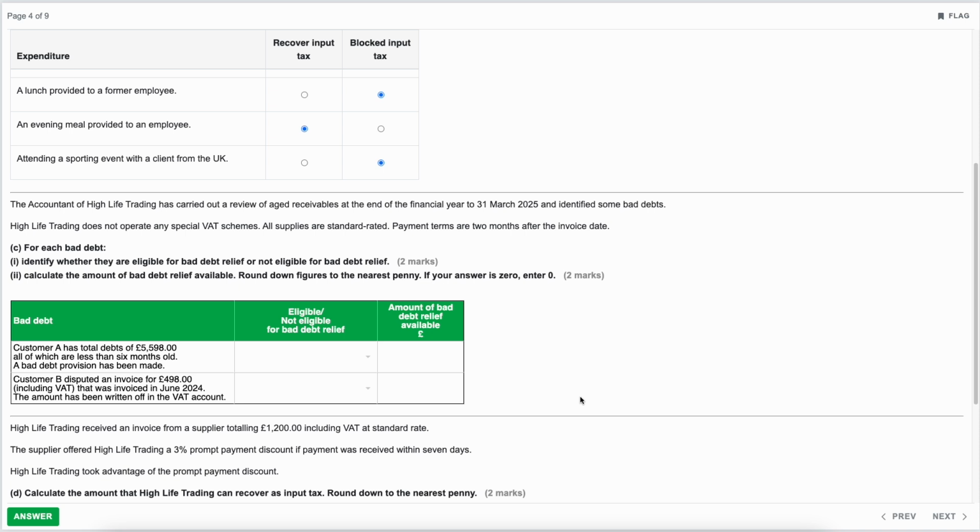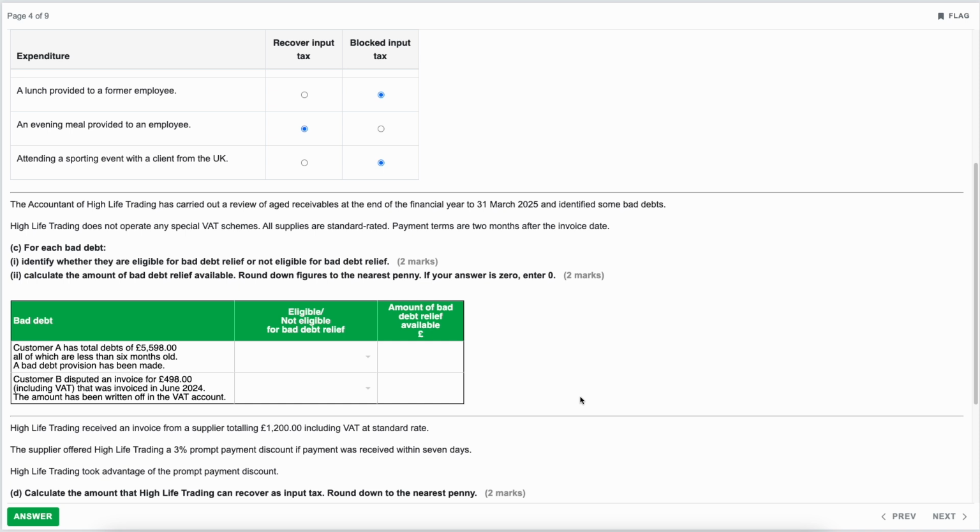So Part C, for each bad debt, identify whether they are eligible for bad debt relief or not eligible for bad debt relief. And Part 2 states calculate the amount of bad debt relief available, round down your figures to the nearest penny. If your answer is 0, then enter 0.